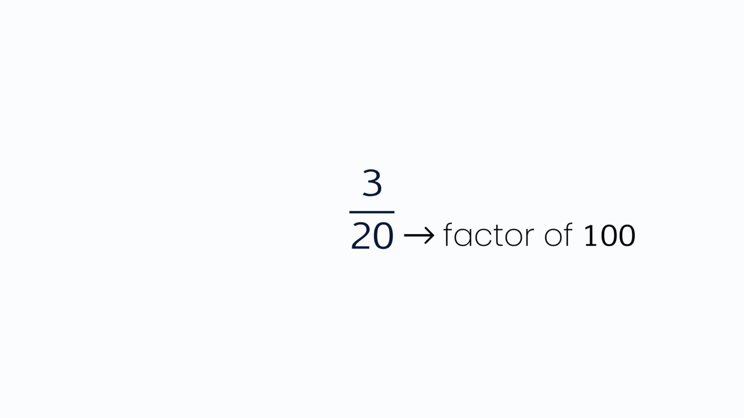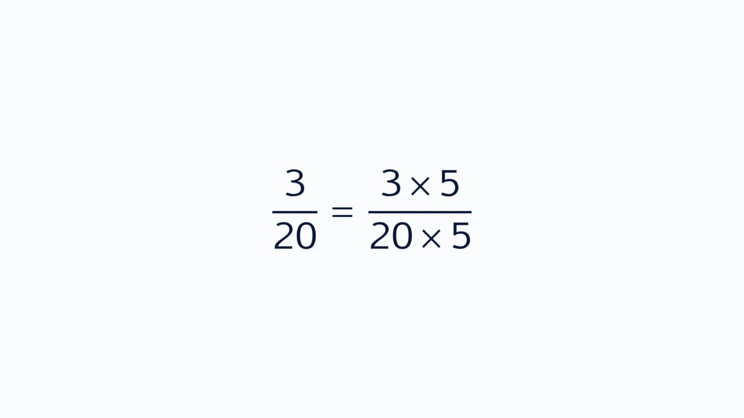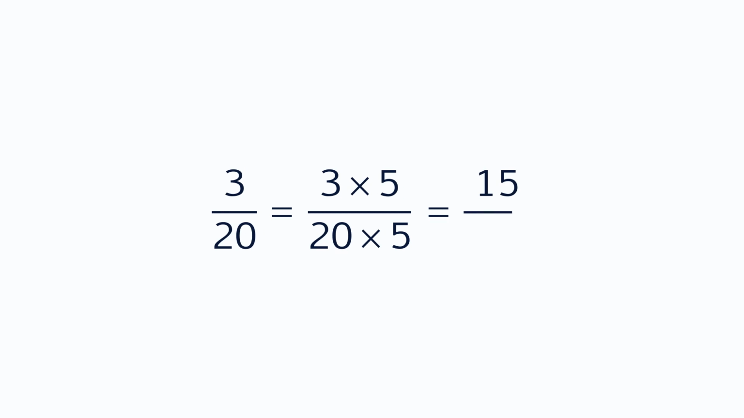So, what number multiplied by 20 yields 100? 5. 5 times 20 is 100. So you can expand the fraction by 5. 3 times 5 is 15, and 20 times 5 is 100, giving you the fraction 15 hundredths.